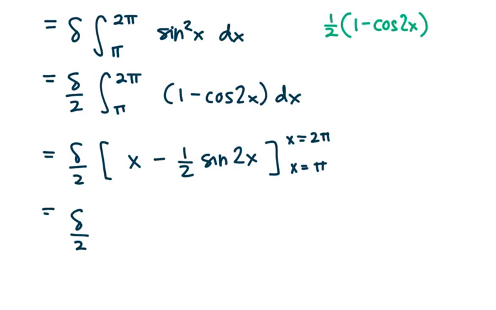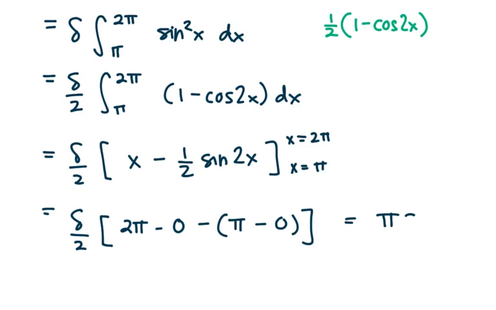So I have delta over 2 times 2 pi minus 1/2 sine of 4 pi, which is just going to give us 0. And then minus pi minus 1/2 sine of pi, which again gives us 0. So we end up with 2 pi minus pi. This is just going to be pi delta over 2, or pi over 2 delta.